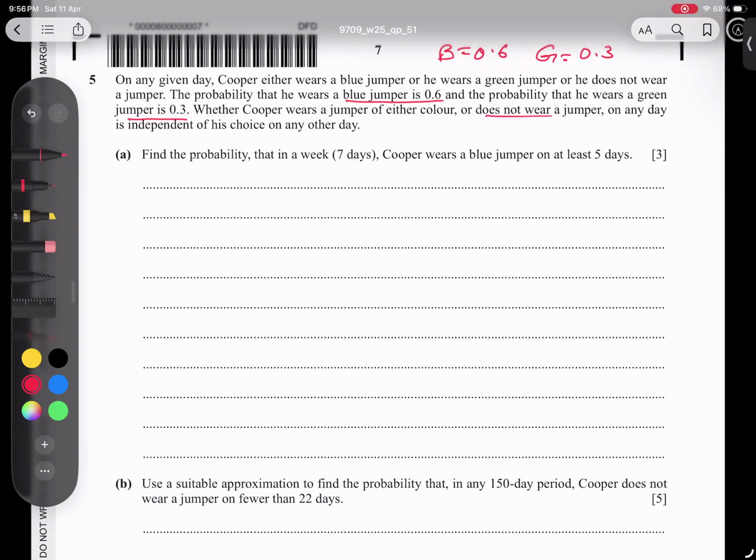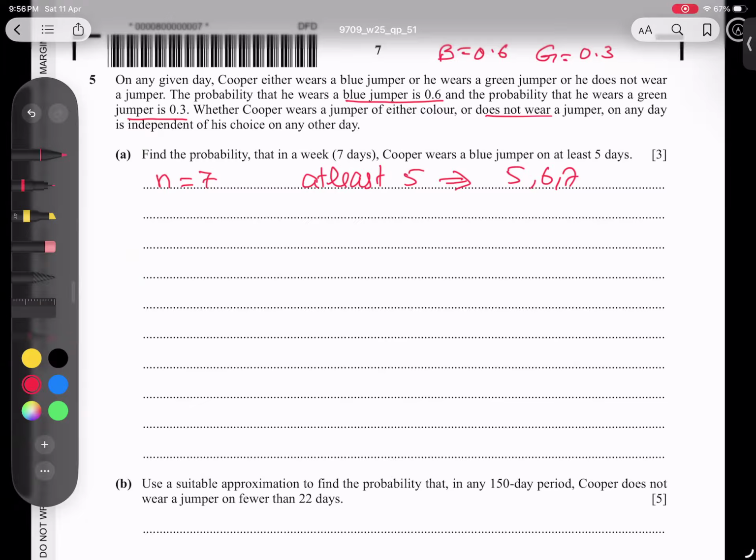Over a week of 7 days, Cooper wears a blue jumper on at least 5 days. So it means a sample of 7 days total. What is at least 5 days? At least 5 days means 5, 6, and 7. So we have to apply the binomial probability formula.